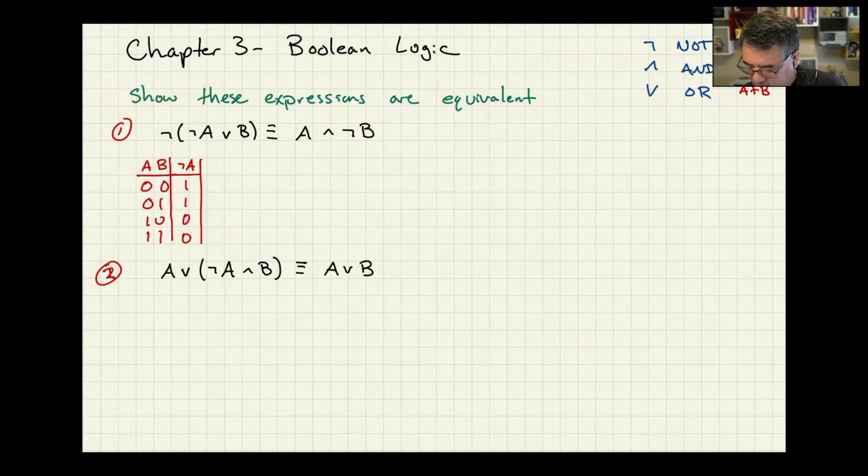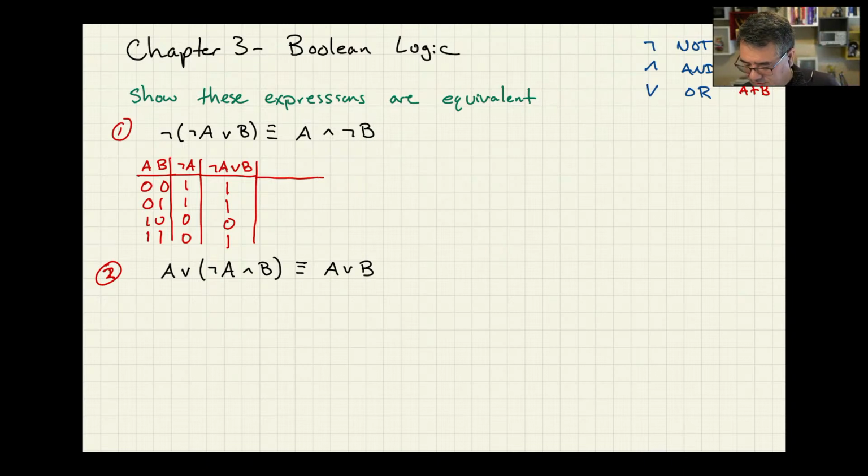Then the next operation is not a or b, so I'll write that next, not a or b. And then to compute the values in this column, I just look at the not a column here and the b column here, and I perform the OR operation between them. So I've got 0 or 1, which is a 1, 1 or 1, which is also a 1, then 0 or 0, which is 0, and then finally 1 or 0, and that's a 1.